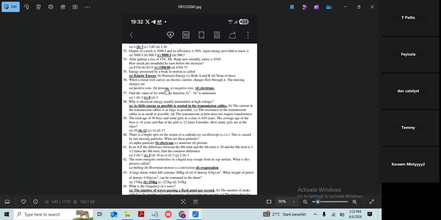So, number 56, when a metal carries an electric current, charges flow through it. The moving charges are what? They are electrons, okay? In physics, when a metal wire carries an electric current, it's carrying electrons.